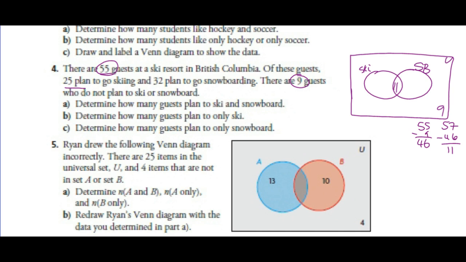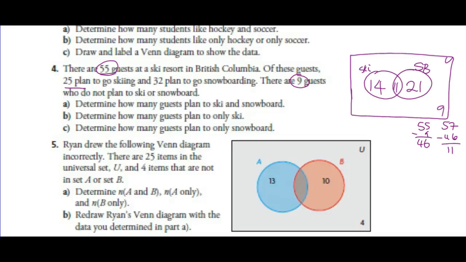So 11 are going to do both. How many are only going to ski? And how many are only going to snowboard? Okay. And if we add those up, it should come up to 55, right? Okay? That's how you do it.